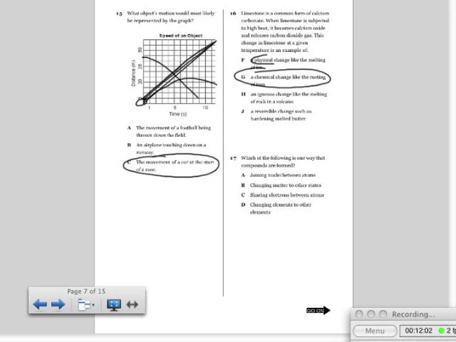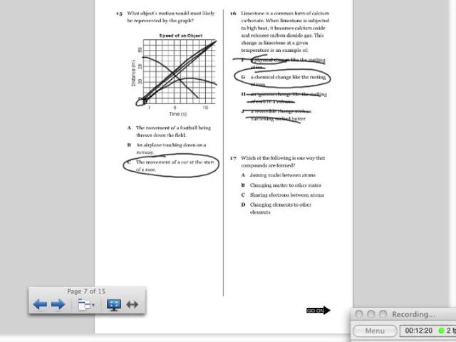F is out because it's talking about a physical change. H, an igneous change like the melting of a rock in a volcano. No, that's not just melting. J, a reversible change such as hardening, melting butter. No, that's just a phase change there.